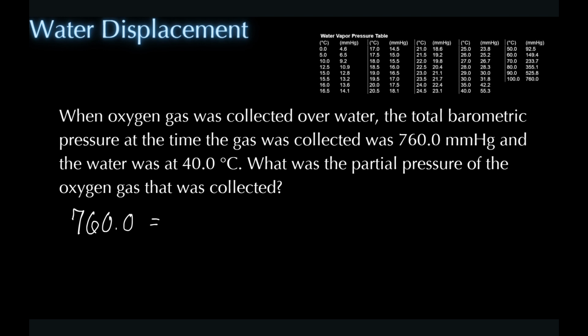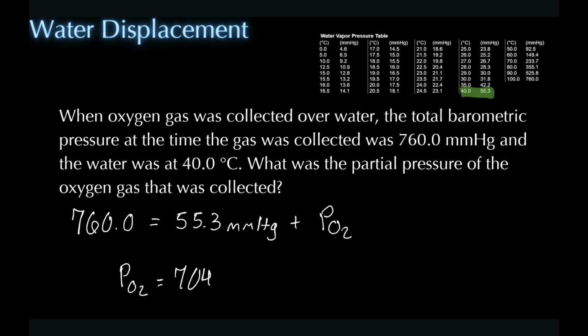So finding 40 degrees Celsius on our table will be right down here. We should notice that it is at 55.3 millimeters of mercury. So all we have to do is find that partial pressure of the remaining oxygen. So 760 minus 55.3. So the partial pressure of the oxygen will equal 704.7 millimeters of mercury. And that will be our final answer.